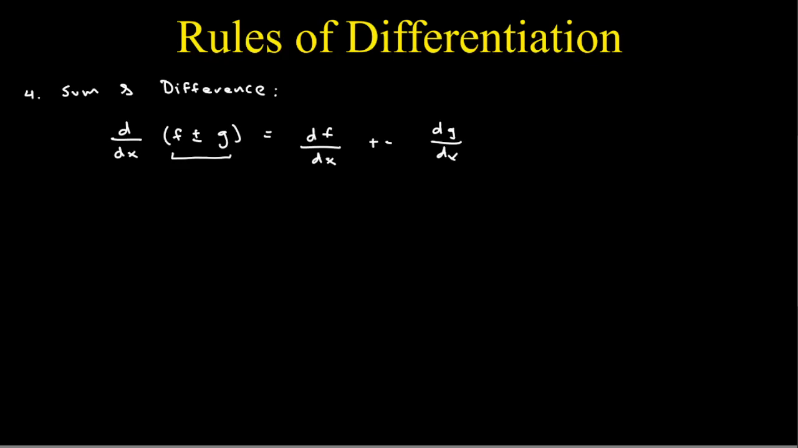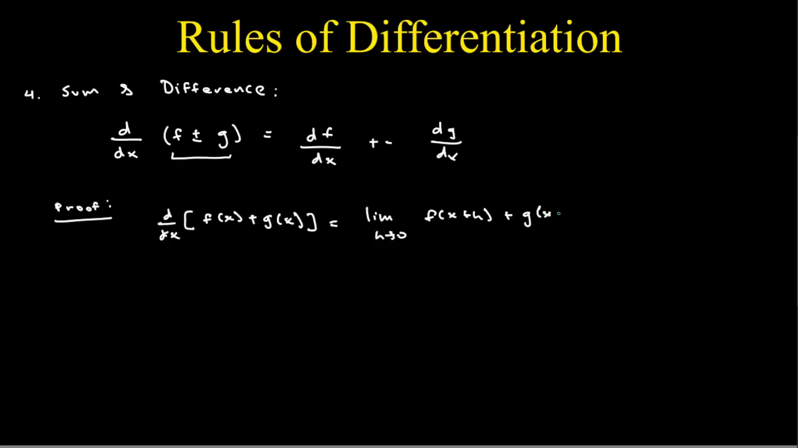The proof of that is also not too difficult, so let me go over it. We have d/dx of f of x plus g of x. That's just the limit as h tends to 0 of f of x plus h plus g of x plus h, because we're splitting the functions up, minus f of x minus g of x, divided by h.